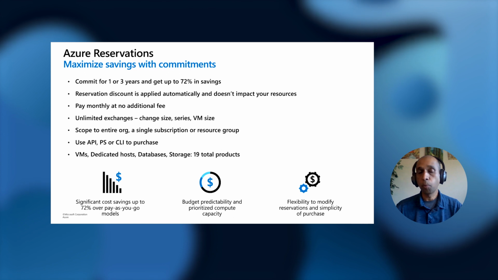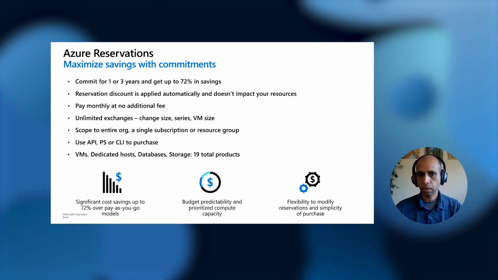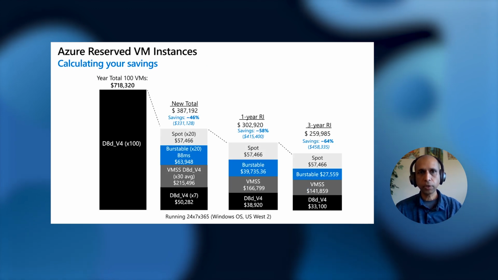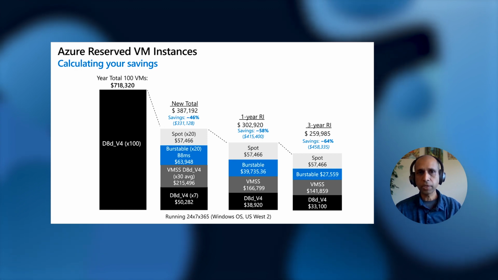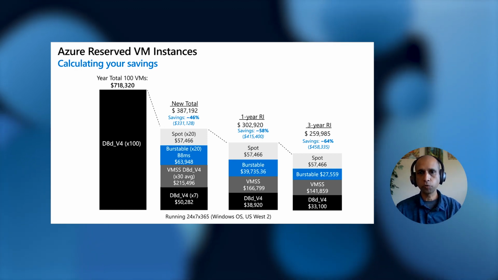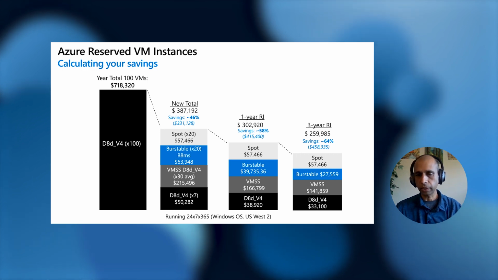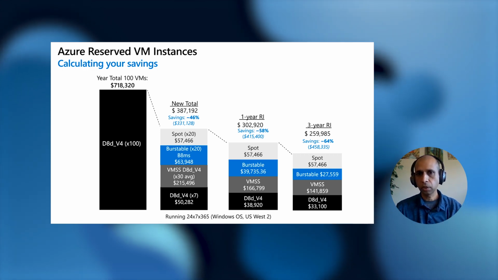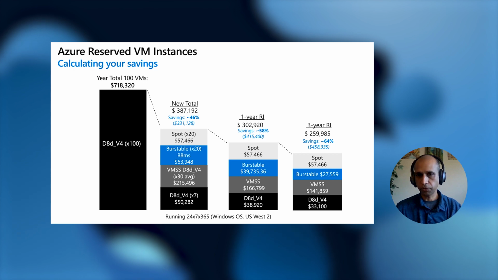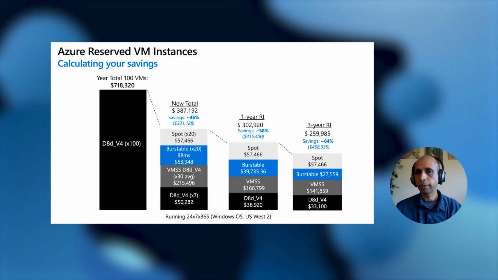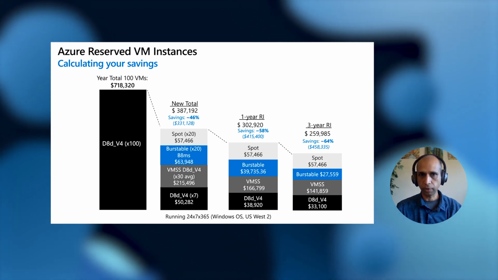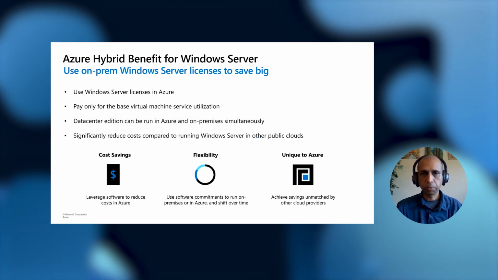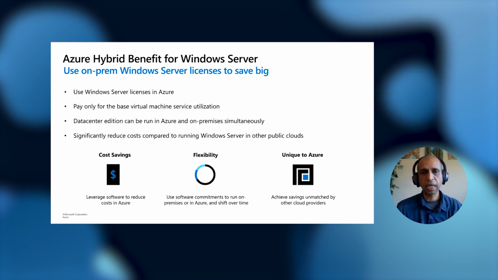We offer reservations for more than just virtual machines. In fact, we offer reservations for a total of 19 products. Now, if you layer in the Azure reserved instance pricing on the applications that we have modeled so far, you can see what the savings looks like. With 1 year RI pricing, you get a total savings of 58%, and with 3 year RI, you get a total savings of 64%.